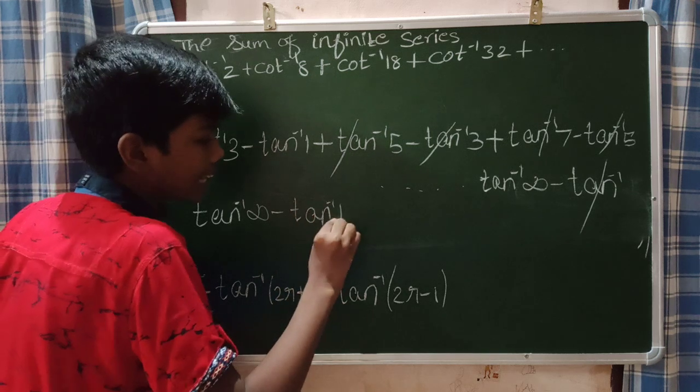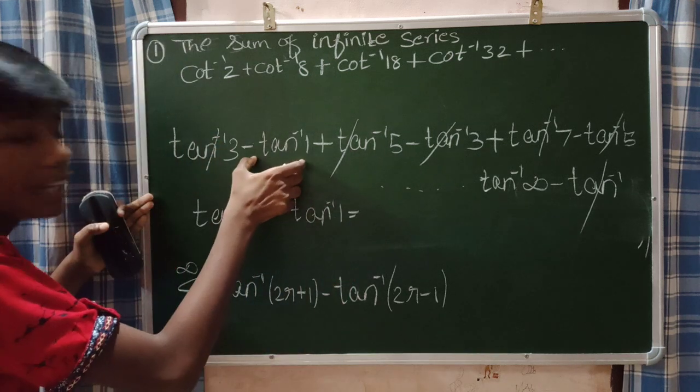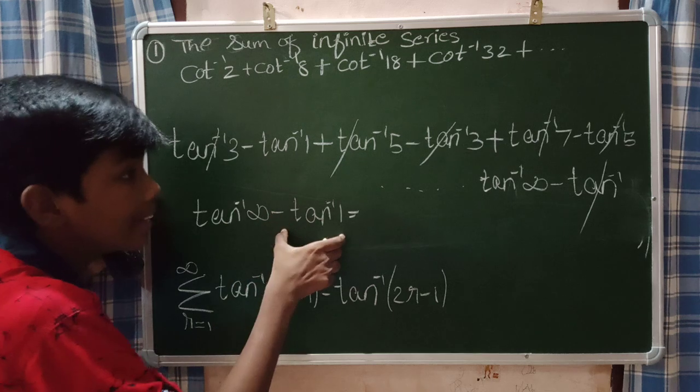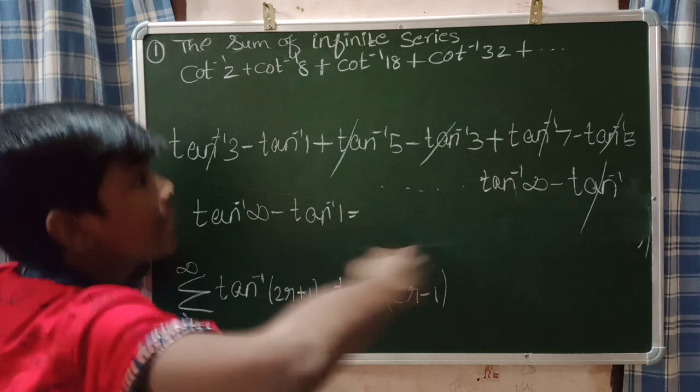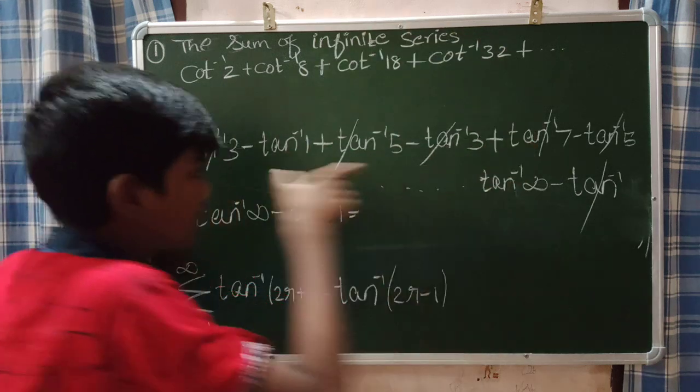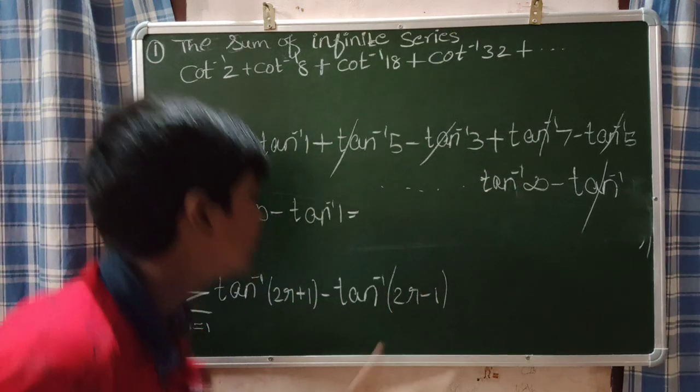So what I am doing is just cancelling guys. See here, the minus tan inverse of 1 is remaining. So that's what I am writing here. And tan inverse of infinity is remaining. So that's what I am writing here. So the remaining values, except these two terms, are cancelled. So this is what you will get.